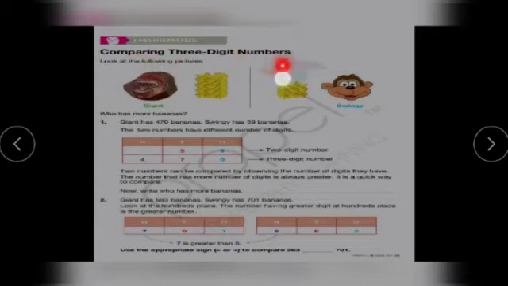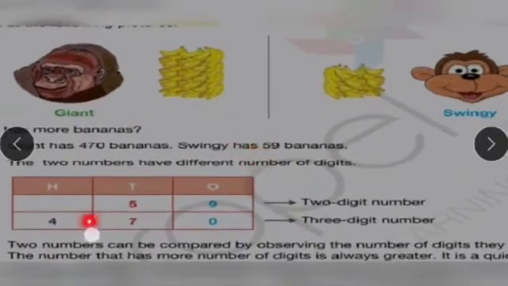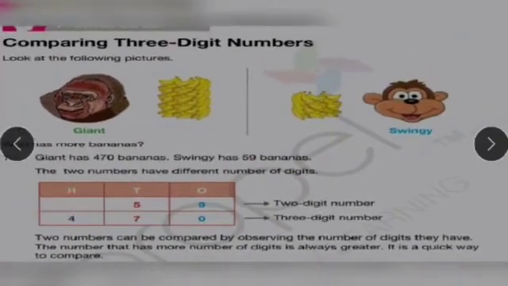Comparing 3-digit numbers. First of all, see one example. Look at the following picture. Here is the giant, and here is Swingy. The name of the monkey is Swingy. Here the giant has bananas and Swingy also has bananas. The giant has 470 bananas and Swingy has 59 bananas. The two numbers have a different number of digits. You can see 470 is a 3-digit number and 59 is a 2-digit number.